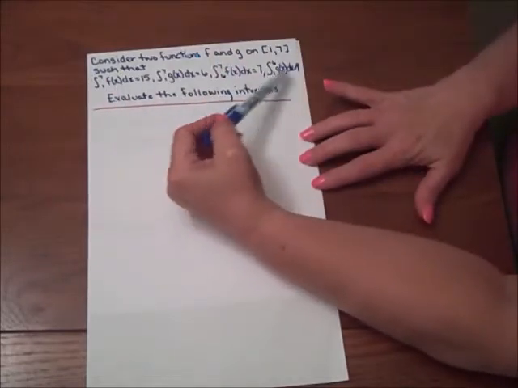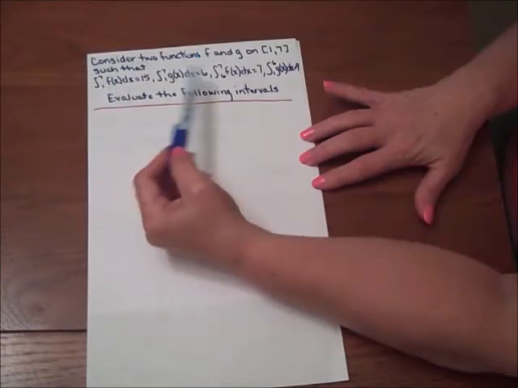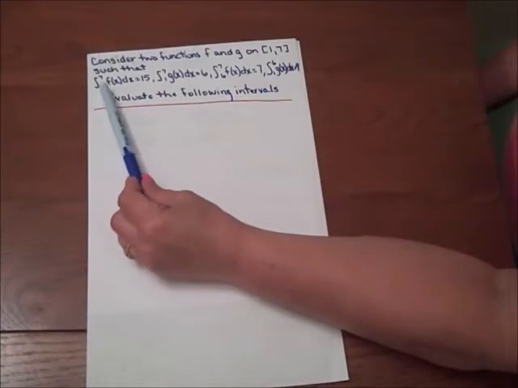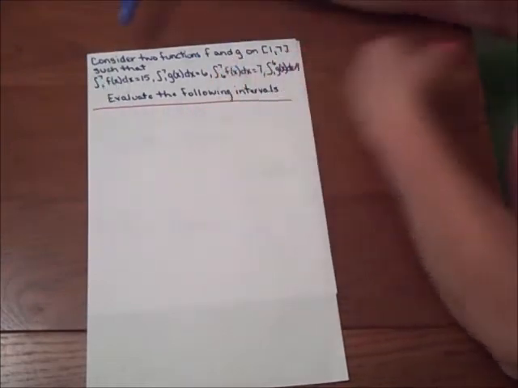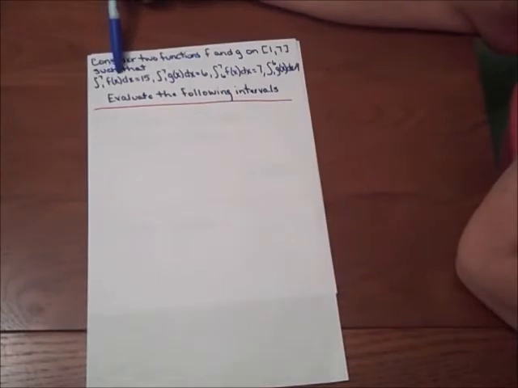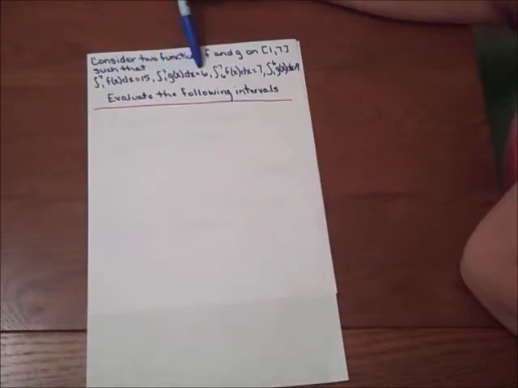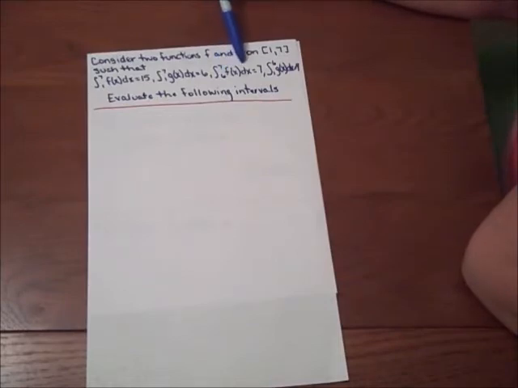4 integral functions, 2 with f and 2 with g. Our first one is the integral from 1 to 7 of f of x with respect to x equals 15. The integral from 1 to 7 of g of x with respect to x equals 6. The integral from 6 to 7 of f of x with respect to x equals 7. And then the last one is the integral from 1 to 6 of g of x with respect to x equals 4.